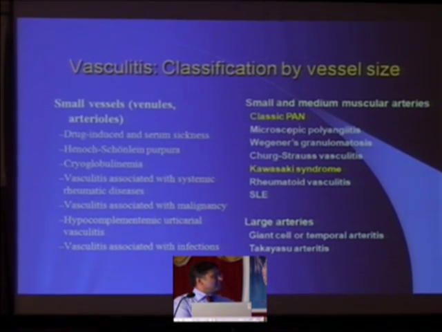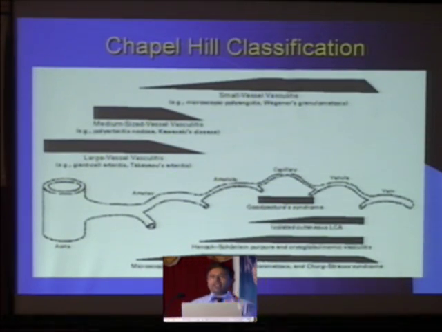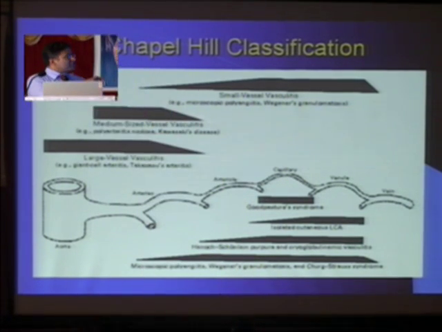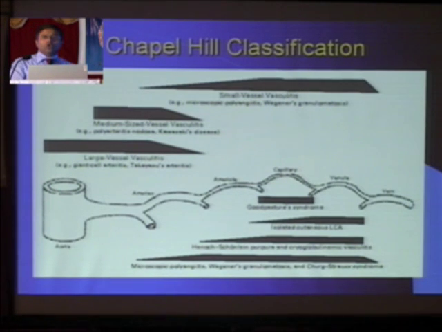In the medium vessel, classical polyarteritis and Kawasaki are the pure medium vessel ones, while the other ones like Wegener's, microscopic polyangiitis, Churg-Strauss vasculitis and all, affect both medium and small. In the large, you have only two of them. Just this diagram tells you that most of the vasculitis is not pure to one group.